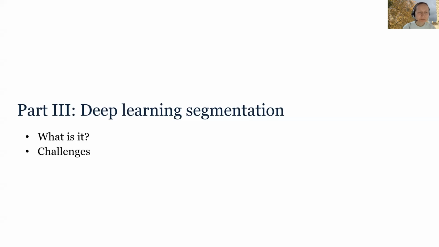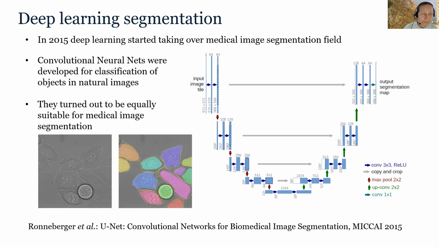In the third part of the lecture, we will discuss deep learning segmentation. In 2015, deep learning started taking over the medical image segmentation field. This success is based on convolutional neural networks that were originally developed for classification of objects in natural images. And these convolutional neural nets, or CNNs, turned out to be equally suitable for medical image segmentation.